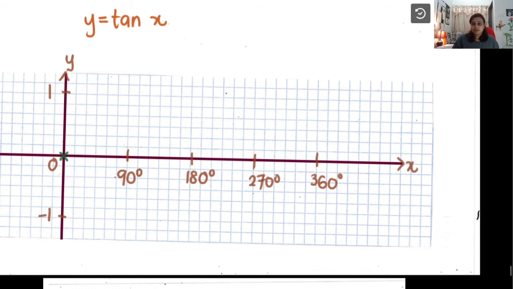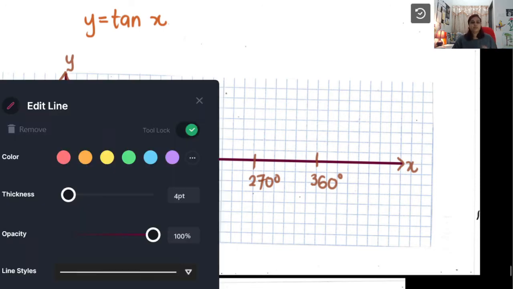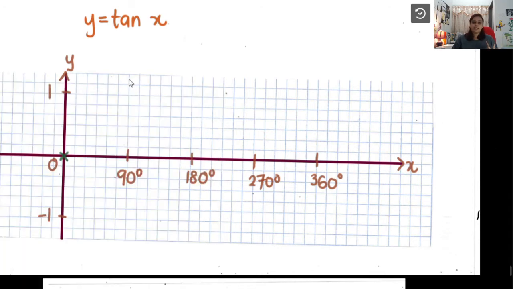Math error. So that means tangent doesn't have a value at 90 degrees. Okay, don't get alarmed. Just draw a dotted line on the 90 degrees. This is to show that it's actually an asymptote. An asymptote means those values don't exist for tangent. So you will never touch the 90. That's why we put dotted lines.